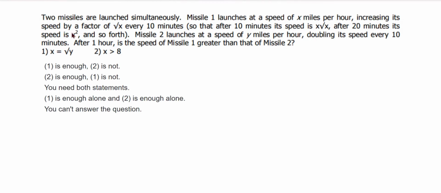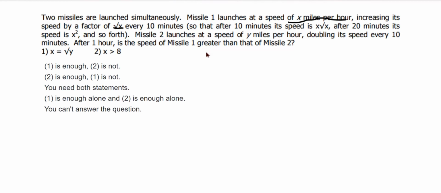Two missiles are launched simultaneously. Missile 1 launches at a speed of x miles per hour, increasing its speed by a factor of square root of x every 10 minutes. So after 10 minutes, its speed is x into root x. After 20 minutes, its speed is x square and so forth. Now, missile 2 launches at a speed of y miles per hour, doubling its speed every 10 minutes. After 1 hour, is the speed of missile 1 greater than that of missile 2?